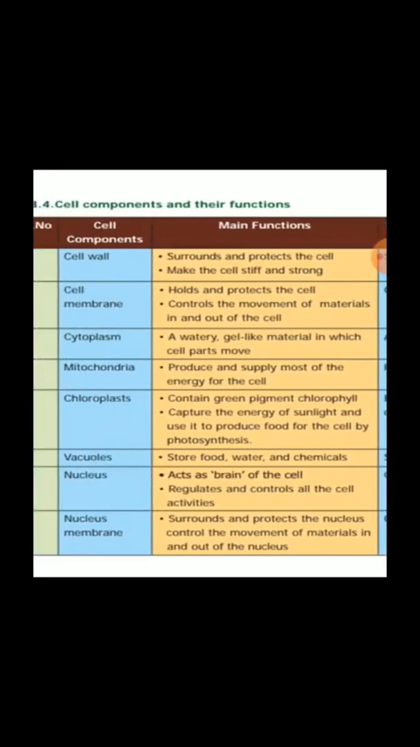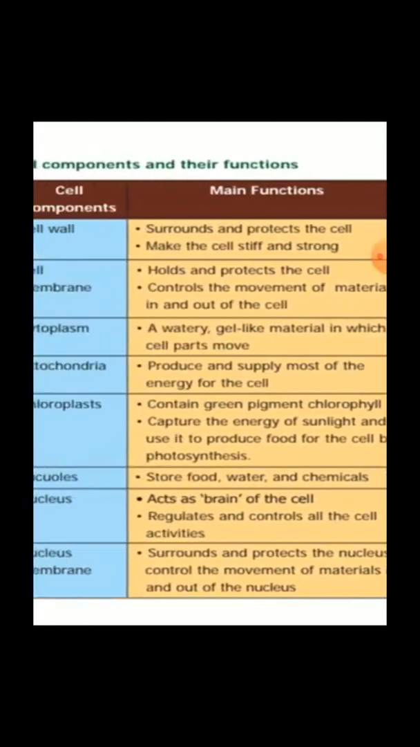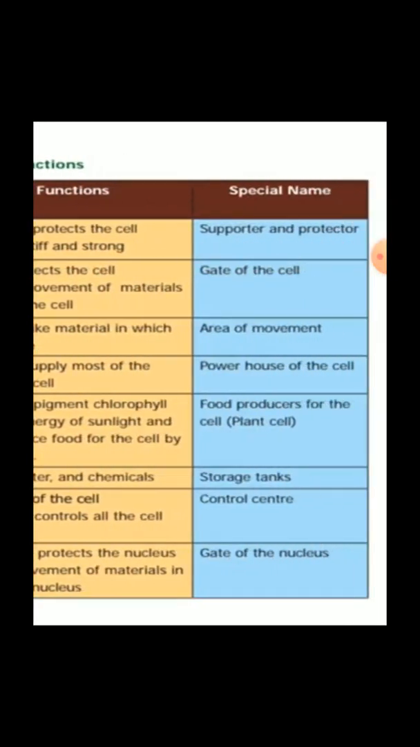Next, the fourth one, mitochondria. The main function of the mitochondria is to produce and supply most of the energy for the cell. The special name of the mitochondria is the powerhouse of the cell. What is that? Powerhouse of the cell.